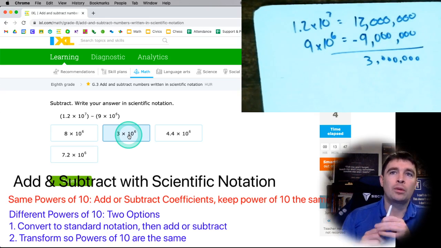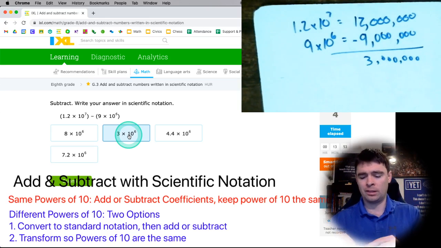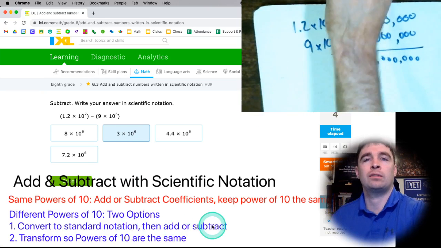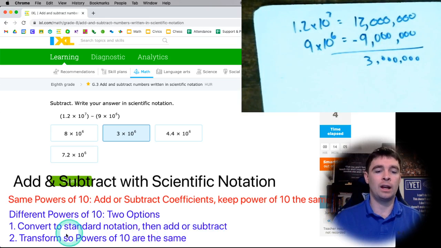Now, that was quite a bit of work to write all that out to find 3 million. There is one other method you could take. That's what's listed here in our notes on our screen. If you have different powers of 10, you have two options. We just showed you the first option in blue: convert to standard notation, then add or subtract. And I'm going to use this red marker here to show us the other option. We could have transformed so the powers of 10 are the same.